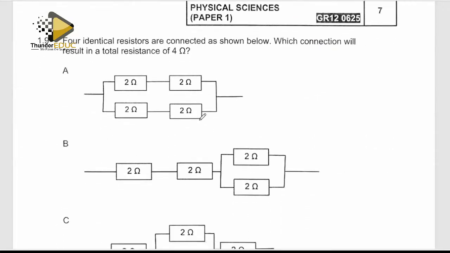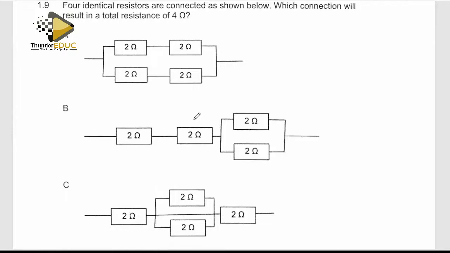And then 1.9, 4 identical resistors are connected as shown, which connection will result in a total resistance of 4 ohms. Let's see, option by option. So here we have 2 in series, meaning that when we add the top, we're going to have a 4, and then we're going to have a 4. Then these 2 will be in parallel.